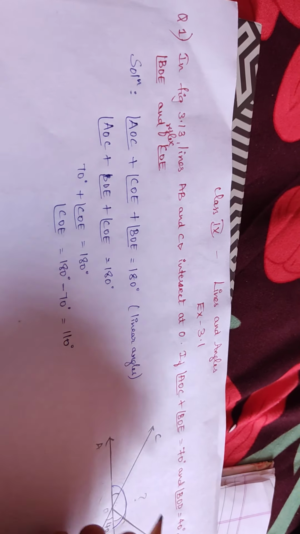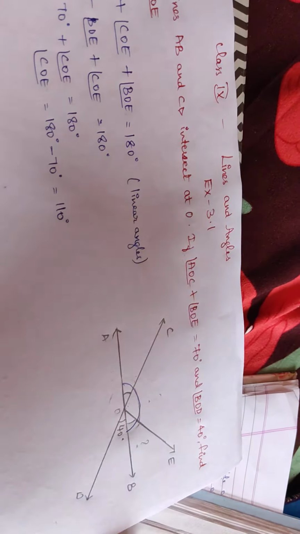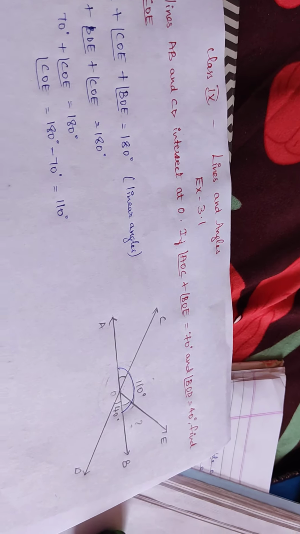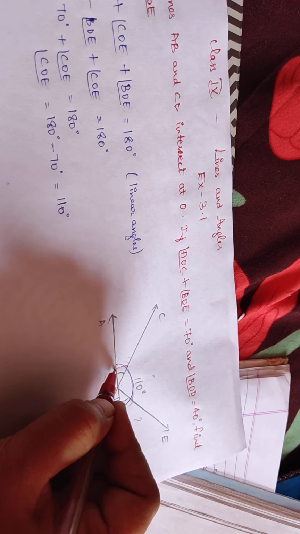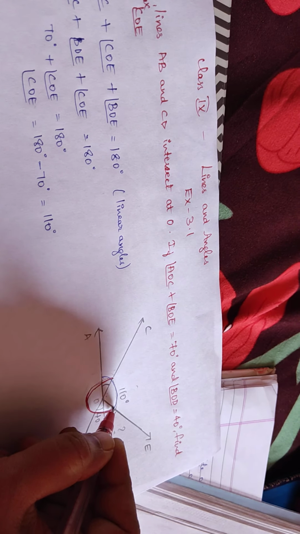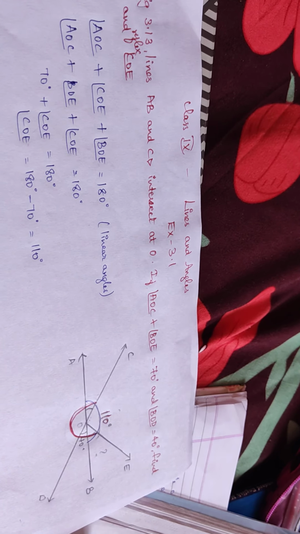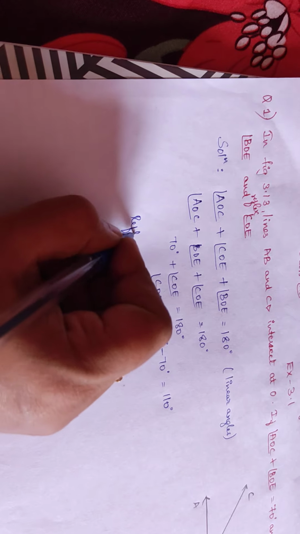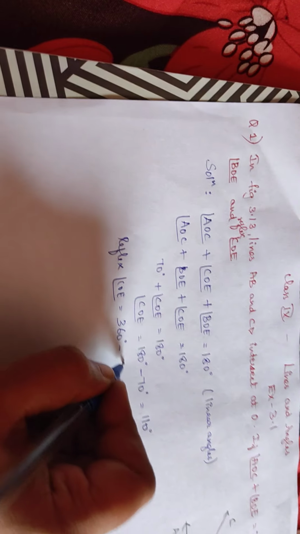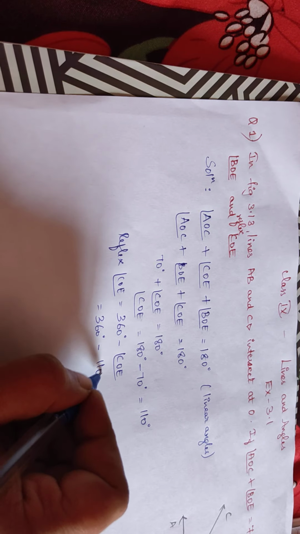So this 110 degrees is this angle. This we have found out. Now COE is 110 degrees. Now what should we find? We should find the reflex of COE. So this part we should find. This is called the reflex of COE, where COE is 110 degrees. So reflex of COE will be equal to 360 degrees minus angle COE. So this is 360 degrees minus 110 degrees.